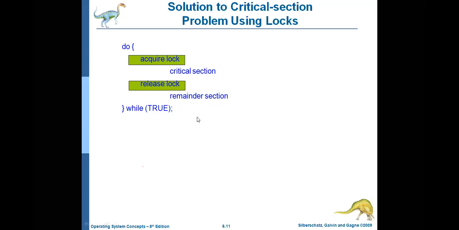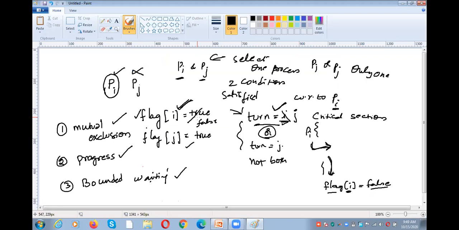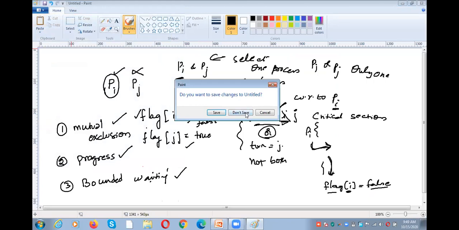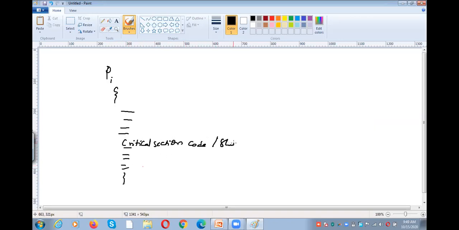For example, there is a process Pi. This is the code of a process. While executing, there is a need to enter into the critical section. Critical section code is nothing but a shared code.